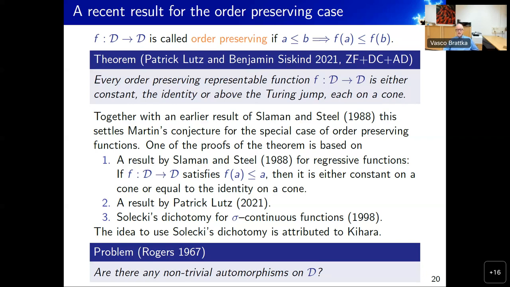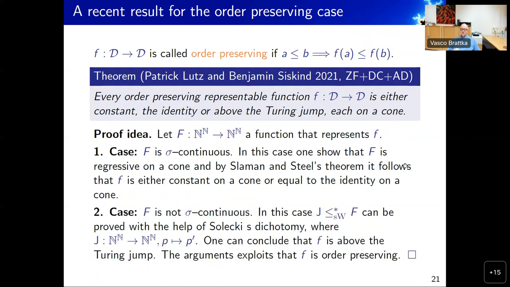functions. And I should mention that there is a second kind of related big open problem here, namely it's not known whether there are any non-trivial automorphisms on the Turing degrees. So that is kind of related and also open. But let's come back to the result of Lutz and Siskind. So they presented actually, I think at least three different proofs of this theorem in slightly different settings.